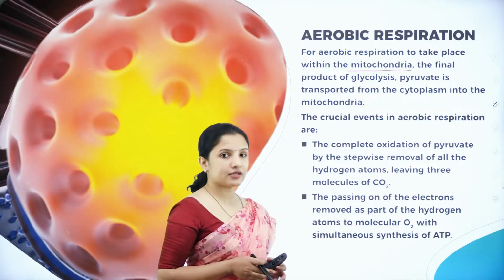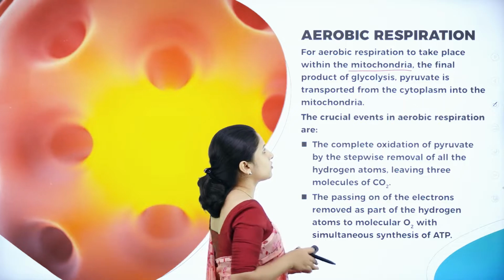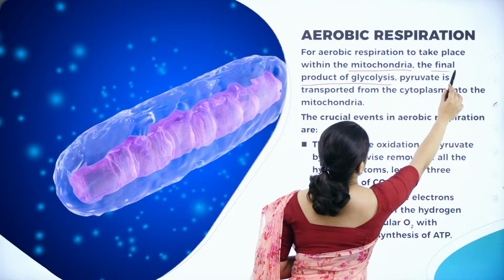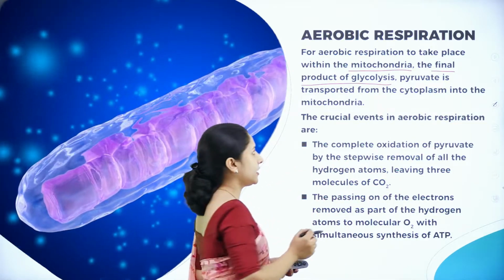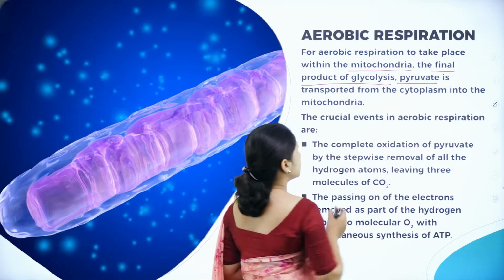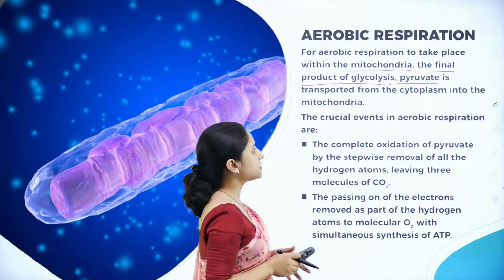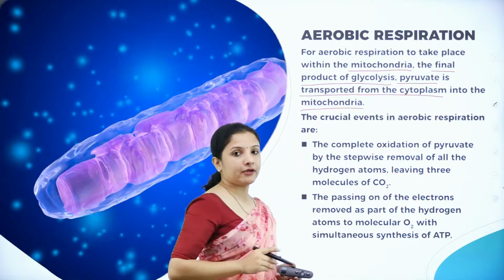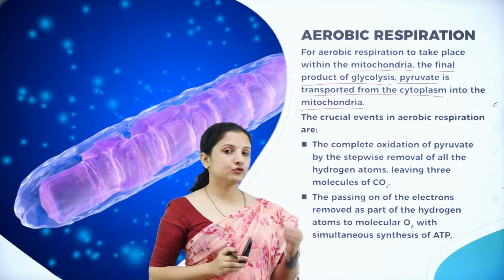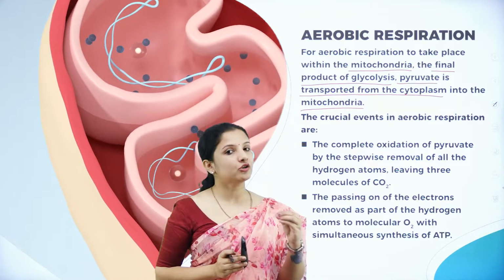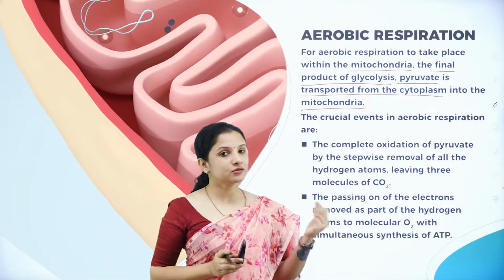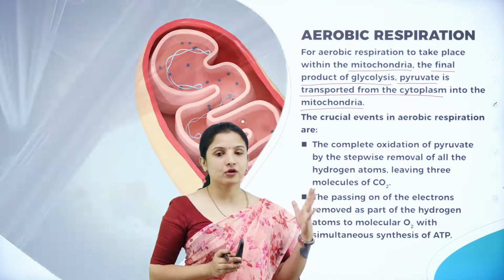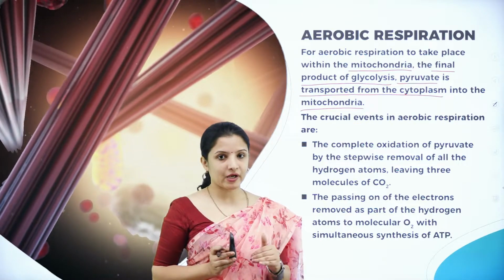So for aerobic respiration to take place within the mitochondria, the final product of glycolysis, what is the final product of glycolysis? It is pyruvate, right? So pyruvate or pyruvic acid is transported from the cytoplasm into the mitochondria. So don't get confused. Glycolysis occurs in the cytoplasm of the cell. In the cytoplasm, all the 10-step process got over and glucose got split into 2 molecules of pyruvic acid.